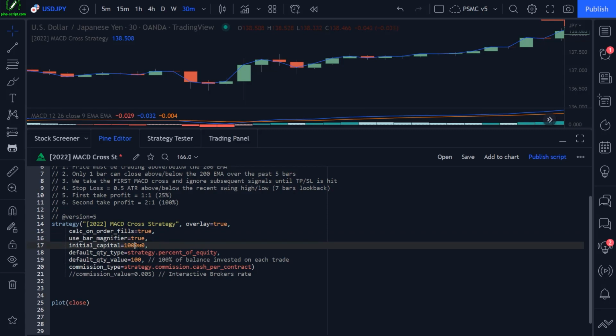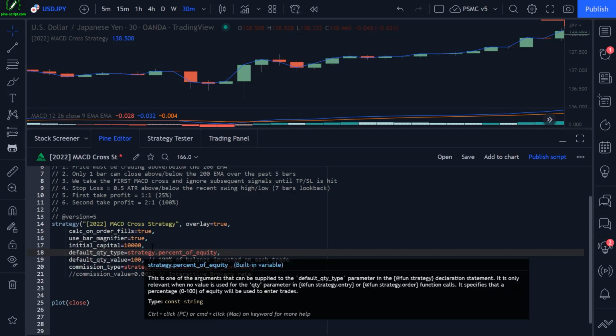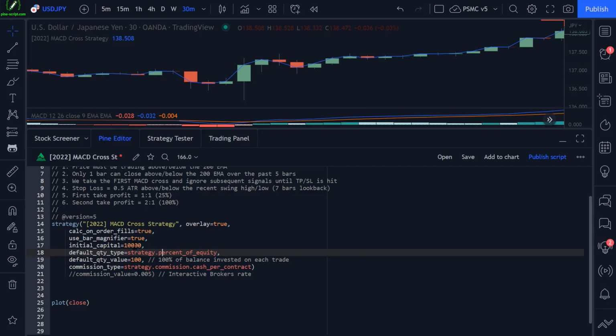Next up, I set my initial capital to 100,000. I'm actually going to drop that to 10,000 because for Forex trading, that's probably more appropriate. For stock trading, typically 100,000 is a sort of benchmark figure. For Forex trading, I'd stick to 10K when I'm developing a system to see if it's profitable. Default quantity type is going to be percentage of equity. Default quantity value is going to be 100% of our balance invested on each trade. This is for the stock market primarily, and maybe crypto. For Forex, we're going to be using leverage, and I'll use a different position size calculation technique, which we'll get to when we get to that part of the script.